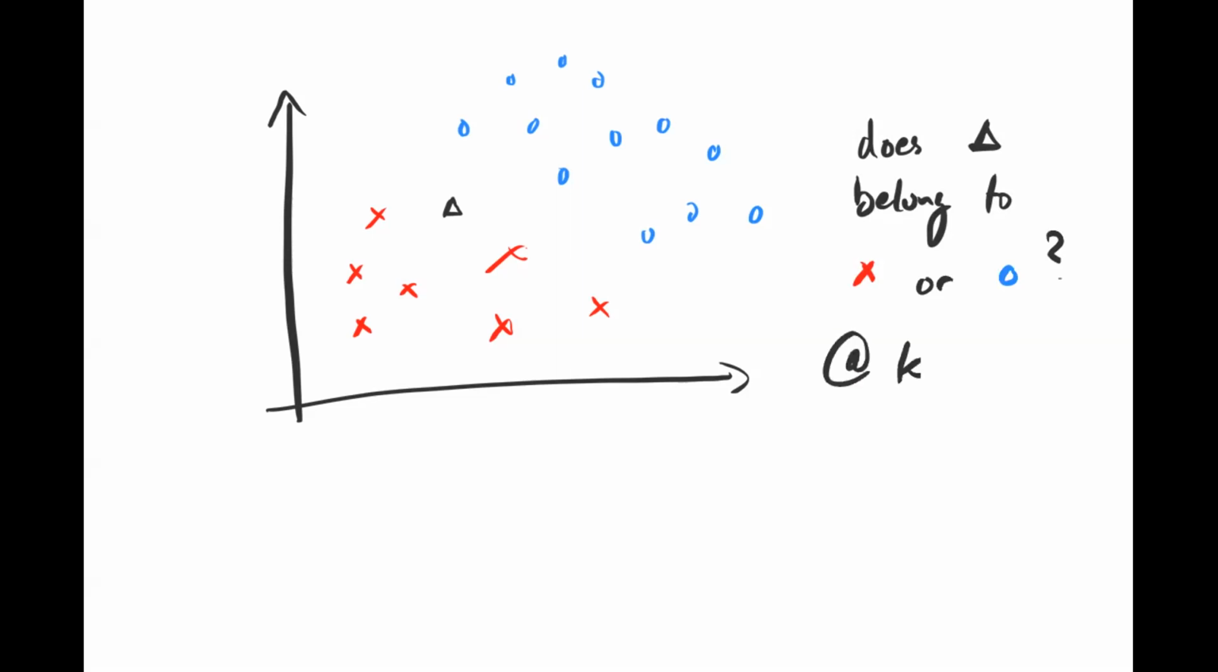At k equals 1, I am going to look at my nearest neighbor, and whoever my nearest neighbor is, I'm going to classify my triangle into that group. So let's say that this is my closest neighbor, and so at k equals 1, the triangle is X. Okay, what about at k equals 2? Let's suppose that my second nearest neighbor is this guy.